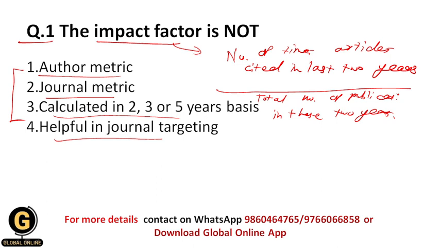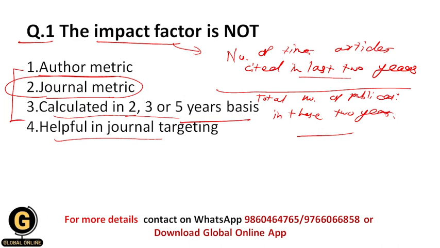Impact factor is a journal metric, because based upon the impact factor of a particular journal, we provide credit to the journal, whether that journal is great, good or bad. That is why impact factor is a journal metric. It is also calculated on a 2 years basis, because the formula is the number of times articles are cited in the last 2 years upon the total number of publications in these 2 years.